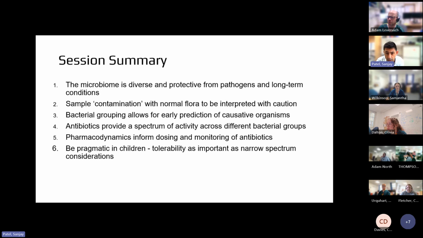The MIC is the minimal inhibitory concentration. It's the minimum amount of drug you need in the blood to stop growth of a bacteria. Having that level above that line for as long as possible is how beta-lactams work. And we've got to be flexible, listen to families, and work with families, because otherwise treatment failures happen mainly because people can't get antibiotics in.